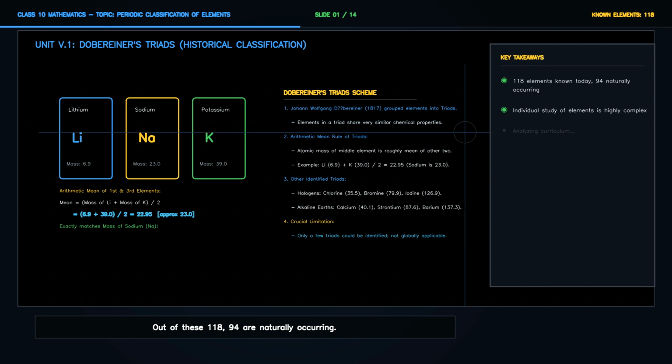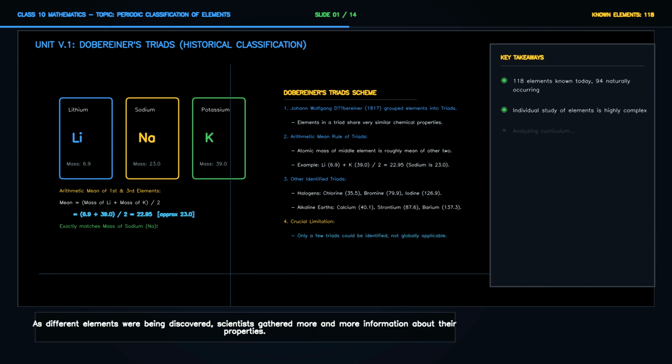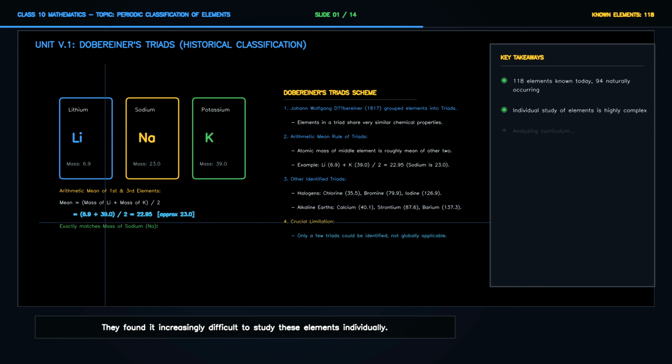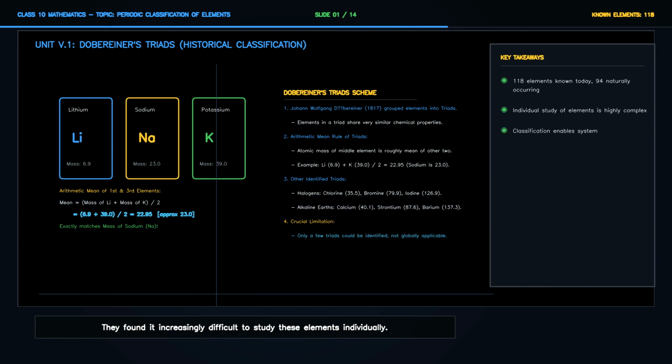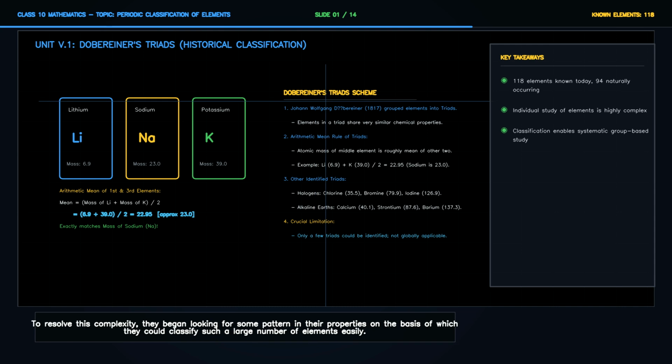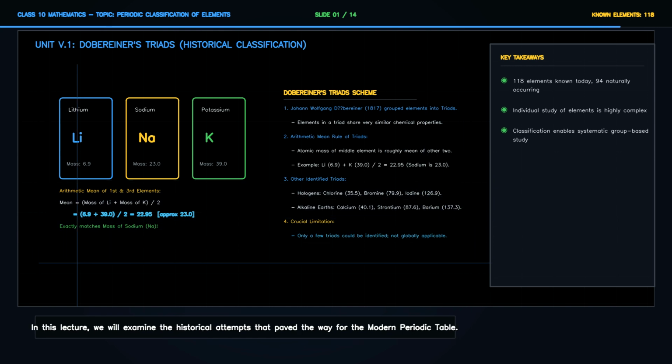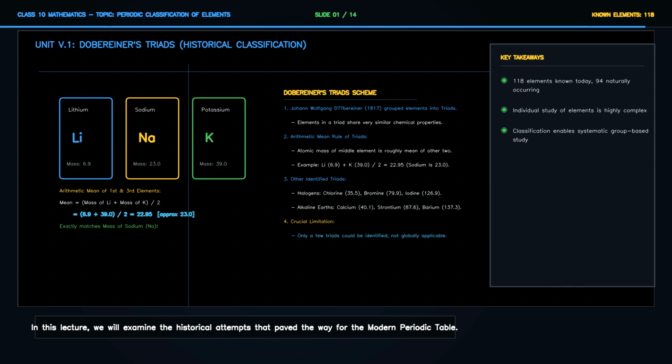As different elements were being discovered, scientists gathered more and more information about their properties. They found it increasingly difficult to study these elements individually. To resolve this complexity, they began looking for some pattern in their properties on the basis of which they could classify such a large number of elements easily. Classification allows us to study elements systematically, group similar ones together, and understand their chemical behaviors. In this lecture, we will examine the historical attempts that paved the way for the modern periodic table.